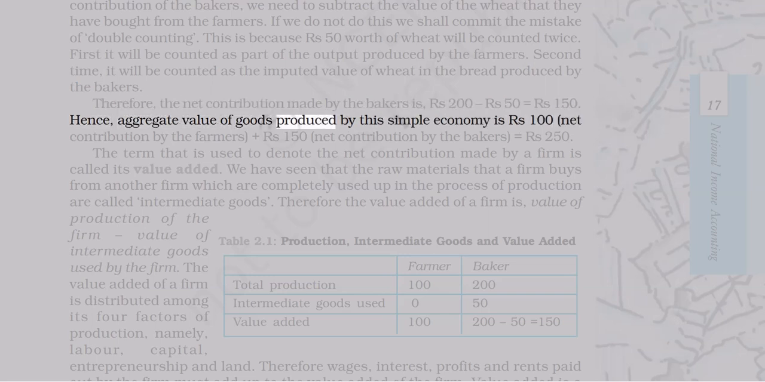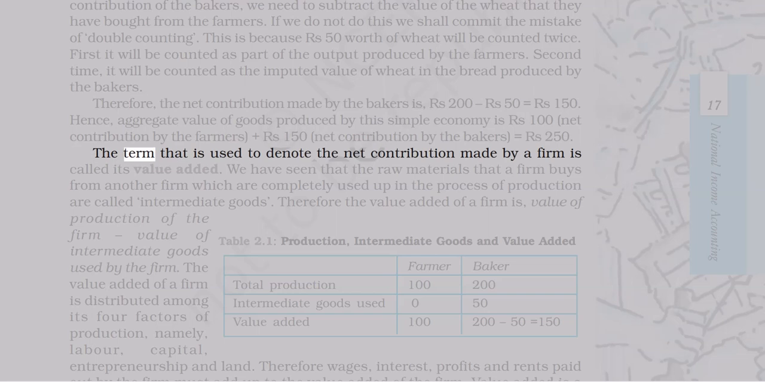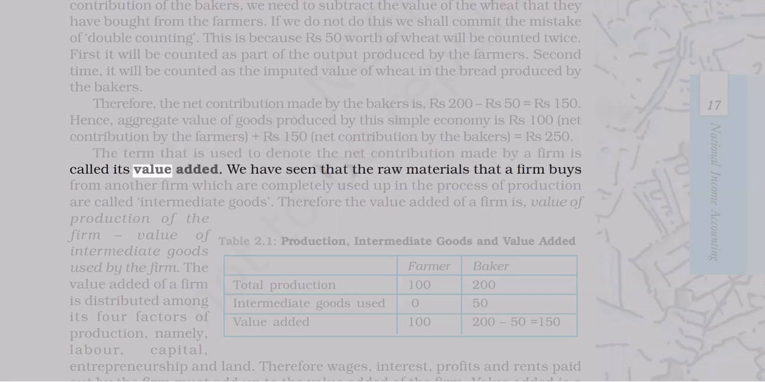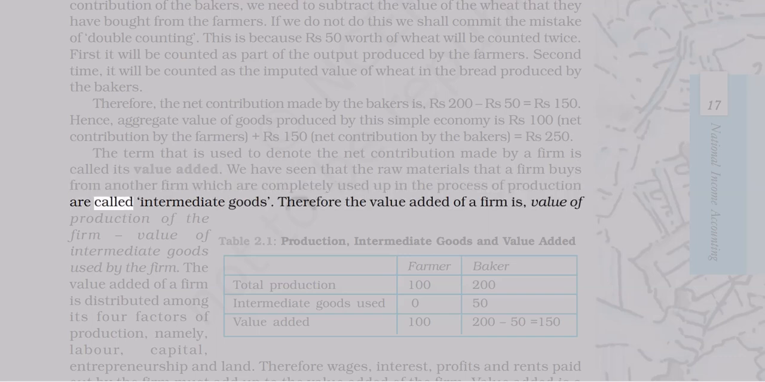Hence, aggregate value of goods produced by the simple economy is 100 rupees, net contribution by the farmers, plus 150 rupees, net contribution by the bakers, equals 250 rupees. The term that is used to denote the net contribution made by a firm is called its value added. We have seen that the raw materials that a firm buys from another firm, which are completely used up in the process of production, are called intermediate goods.